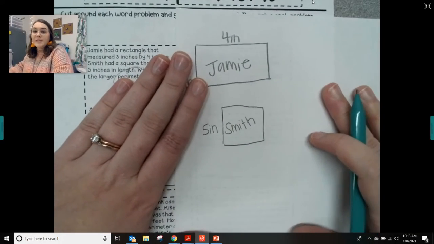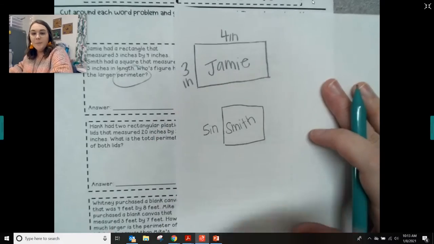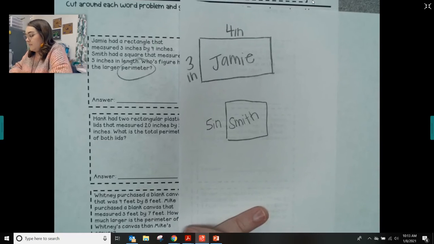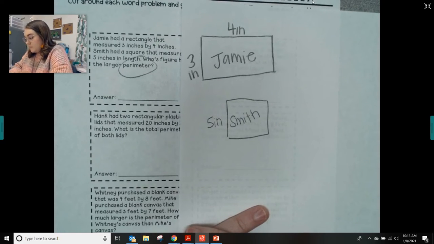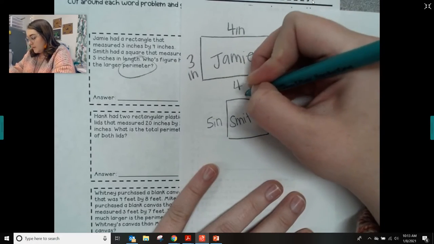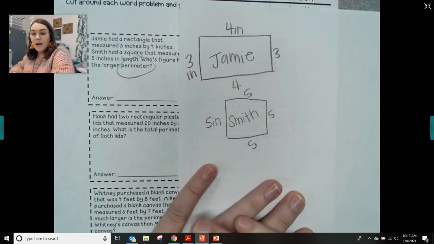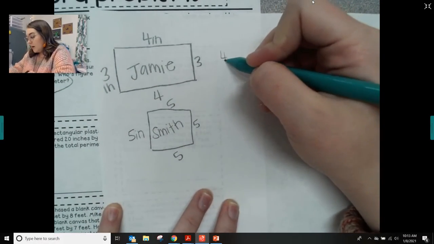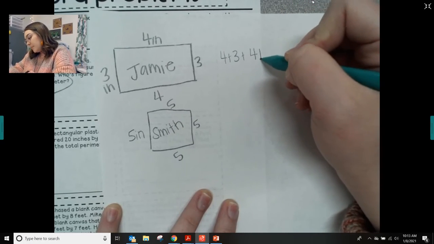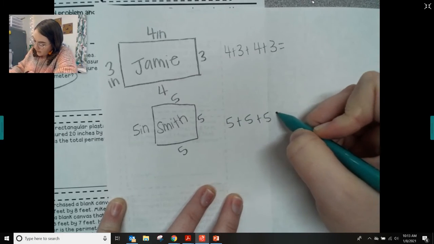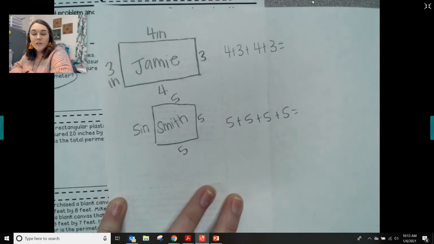So first thing I'm going to do is label all of the sides. So on your paper right now, pause the video and go ahead and label all of these sides. Okay, so I hope that you put a 4 here, a 3 here, and 5s all around this one. So now we just have to find the perimeter of both of them. So we're going to add up all the sides. 4 plus 3 plus 4 plus 3. And 5 plus 5 plus 5 plus 5. So go ahead and do that. And when you're done, unpause the video and let's see if you're right.